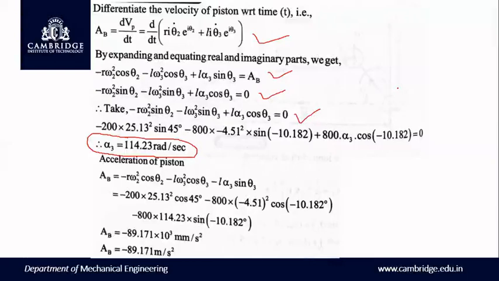Then to find the acceleration of the piston, we can go for AB, this equation. We obtain this if we differentiate the velocity equation, we get the acceleration equation. So we substitute this alpha 3 in this equation to get the AB value, that is the acceleration of the piston. On substituting the values, we got the acceleration of the piston as minus 89.171 meters per second square.